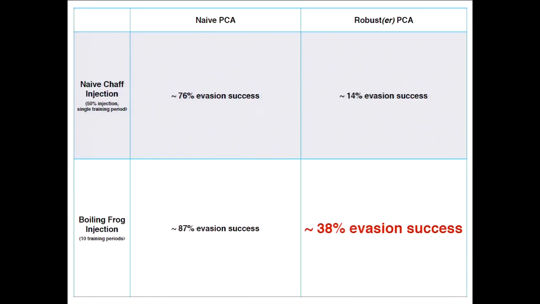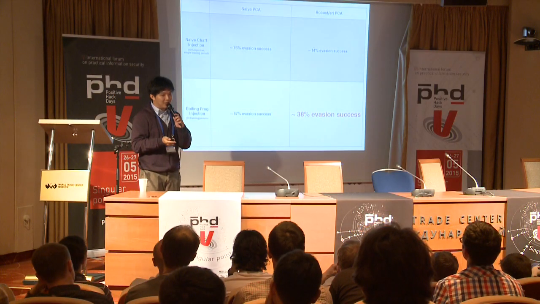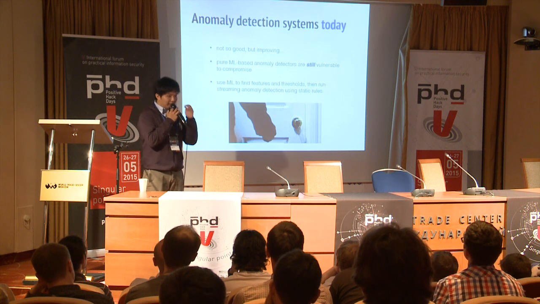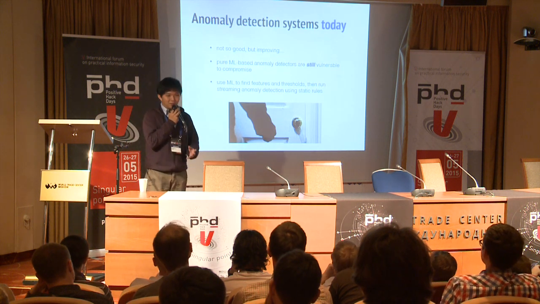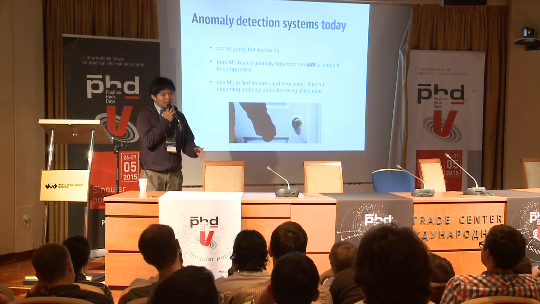И мы видим 38% частоту успеха даже с Robust PCA. По сравнению с 87% это гораздо ниже, но если вы можете избежать детектирования с 38% частотой успеха, я думаю, это неплохо. Поэтому я не думаю, что наши Robust методы решают проблему. Системы детектирования аномалий на сегодняшний день не настолько хороши, особенно детекторы аномалий машинного обучения, но они постоянно улучшаются.